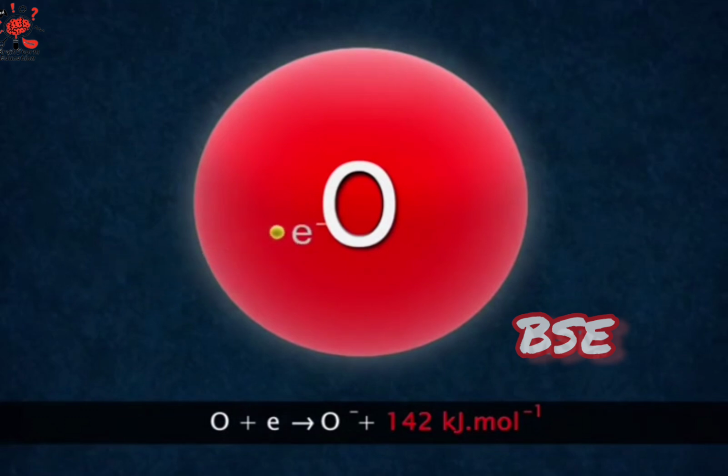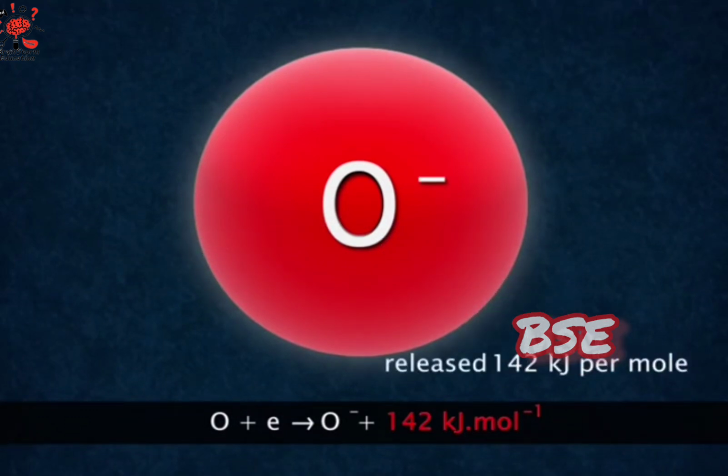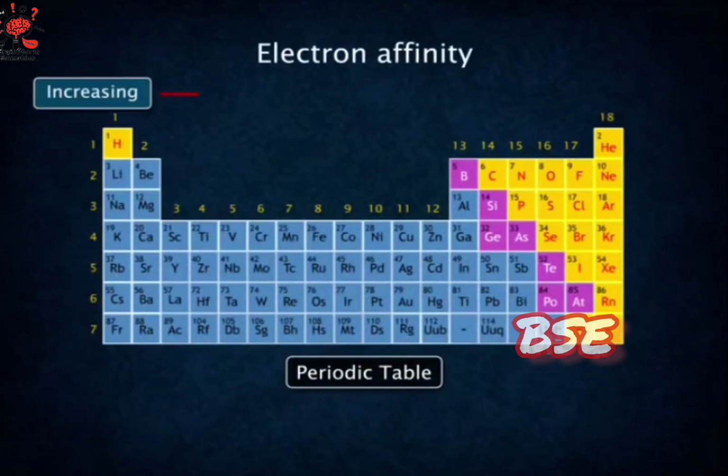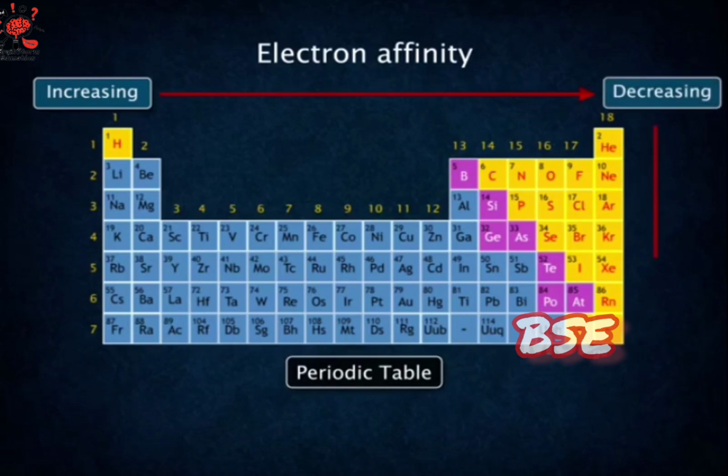The stronger the attraction, the more energy is released in the process. Electron affinities are concerned with the formation of negative ions. In the periodic table, electron affinity increases from left to right across the period and decreases as we move down a group. Let us try to understand this trend.